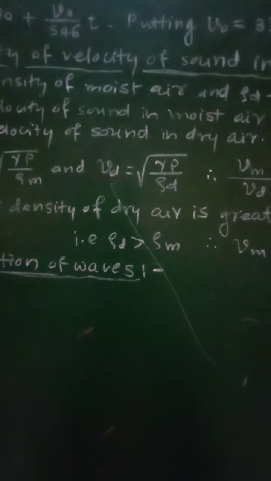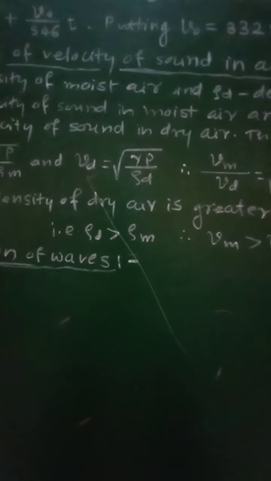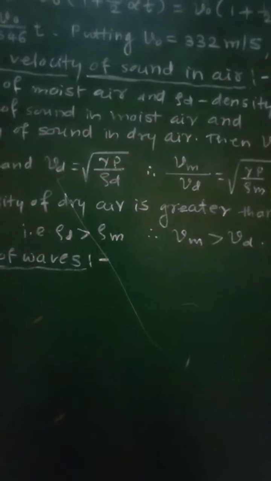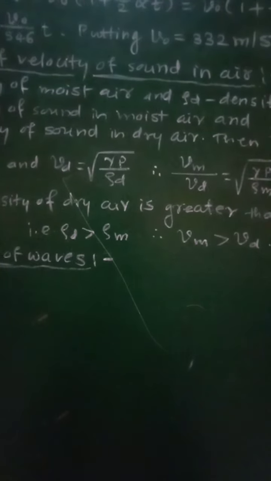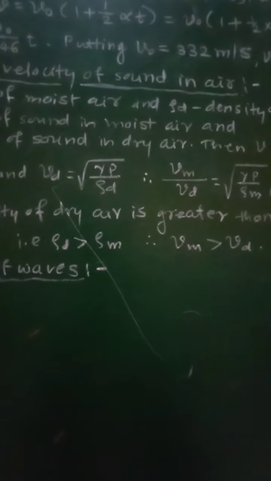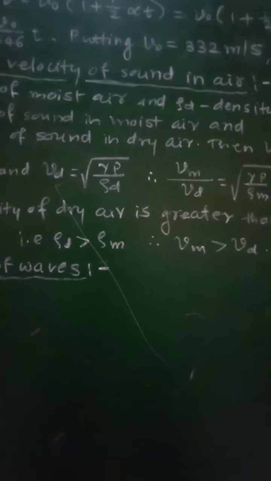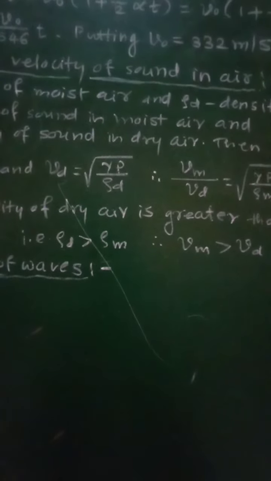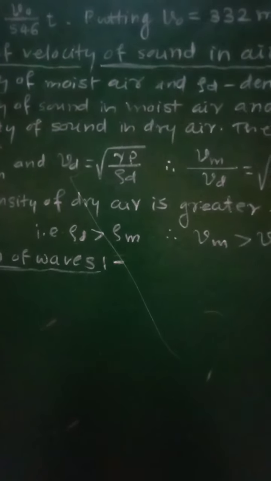The statement of this principle of superposition of waves is given as: when two or more waves travel through the medium and arrive at a point of the medium simultaneously, each wave produces its own displacement at that point independent of the other, and the resultant displacement at that point will be equal to the vector sum of the displacements due to all waves.